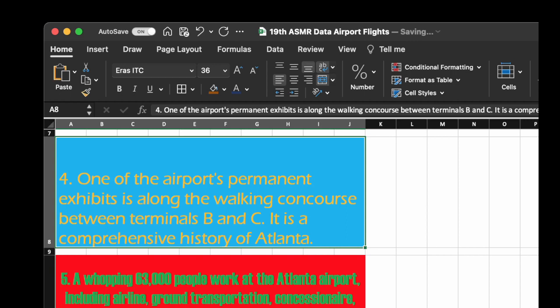Fun fact number 4. One of the airport's permanent exhibits is along the walking concourse between terminals B and C. There's a comprehensive history of Atlanta. So maybe you can see if Atlanta goes all the way back to BC, or how old Atlanta is.